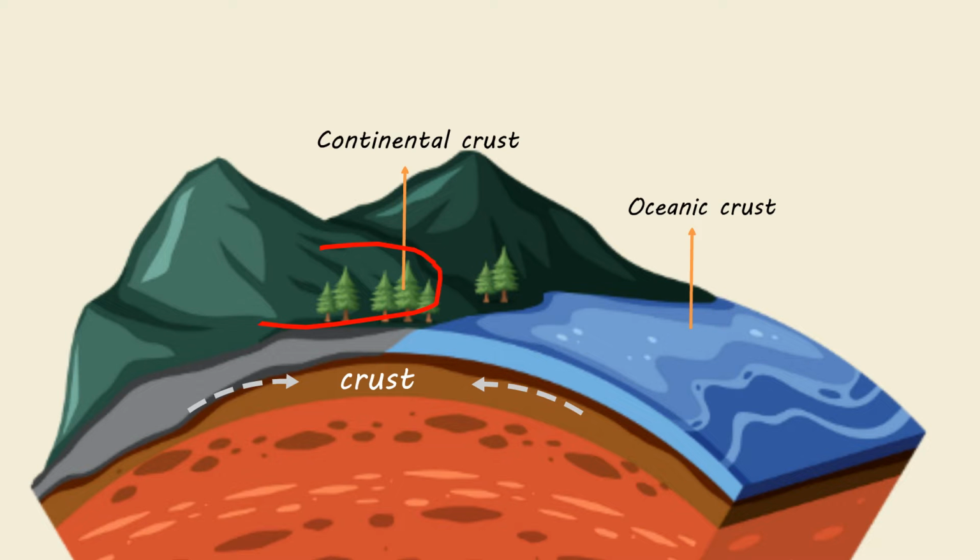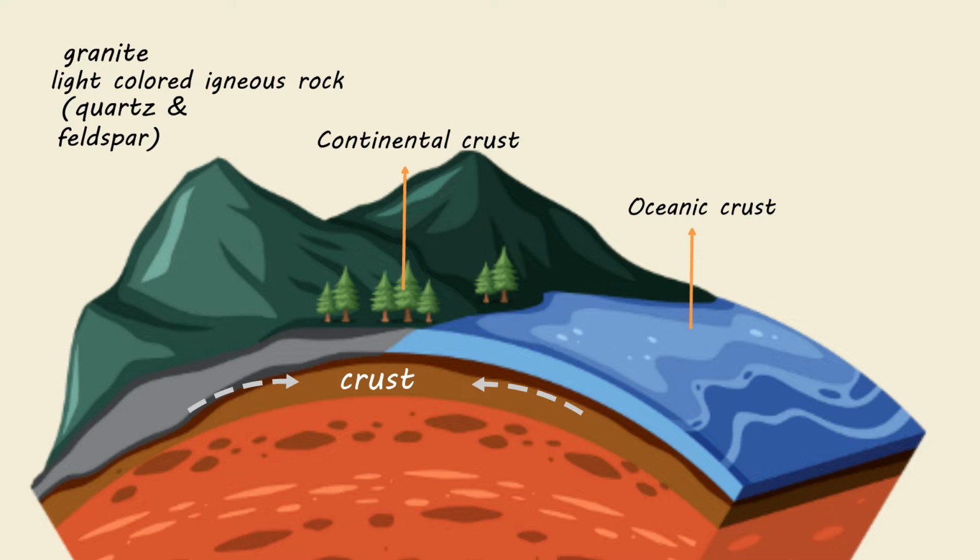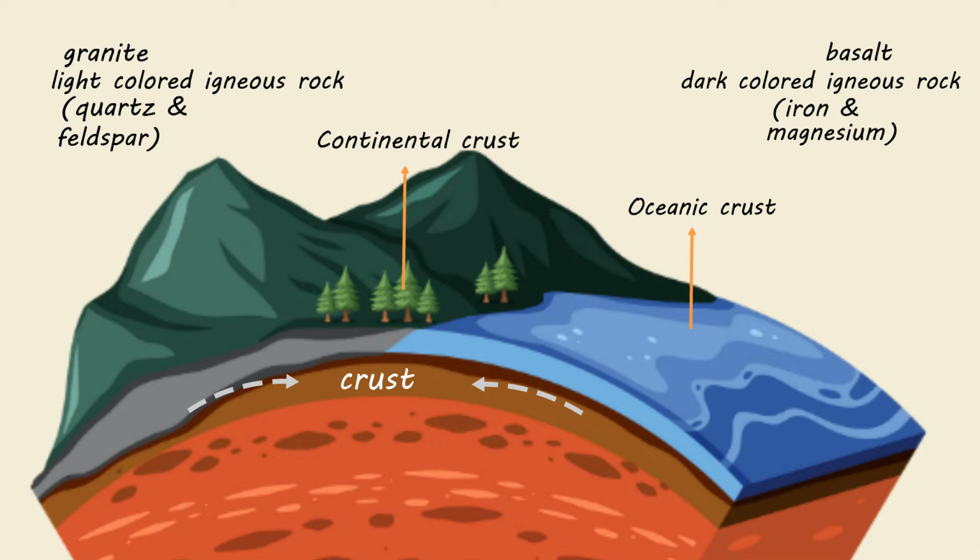The continental crust is found beneath the continents and is generally thicker and less dense compared to the oceanic crust, which underlies the ocean basins. The continental crust is primarily composed of granite, light-colored igneous rocks rich in minerals like quartz and feldspar. In contrast, the oceanic crust is mainly made up of basalt, a dark-colored igneous rock that is denser and contains more iron and magnesium. The thickness of the crust varies according to oceanic and continental areas.